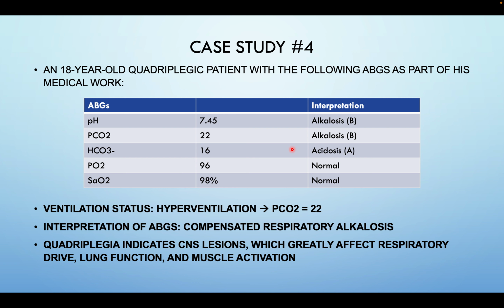And step 4 is seeing what kind of compensation. Because the bicarbonate and the PCO2 are both abnormal while the pH falls within its normal range, it seems that he is experiencing a compensated respiratory alkalosis. Further assessing the ventilation status, because the PCO2 is below its normal range, it seems that he is experiencing hyperventilation. Also assessing oxygenation, because they are both within the normal range, he is not experiencing hypoxemia right now. Tying everything together, because quadriplegia is a result of CNS lesions, it is evident that the lesions are greatly affecting the patient's respiratory drive, lung function, and muscle activation.